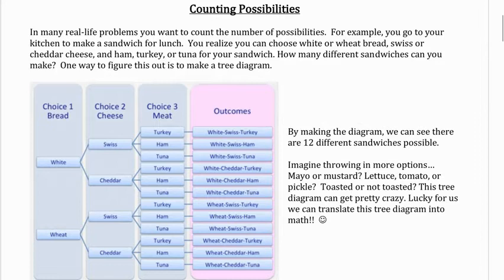So in my first choice here, I can pick my bread, right? So do I want white bread or wheat bread? And then based on what choice there, I'm going to choose my cheese. So from white bread, I can pick Swiss or I can pick cheddar. Or from wheat bread, I can pick Swiss or cheddar. And then once I make that choice, then I've got 3 more choices from each of those, right? So I kind of make this little tree diagram. And then if I count all my outcomes over here to see how many total sandwiches, there's 12 of them, right? So that's one way.